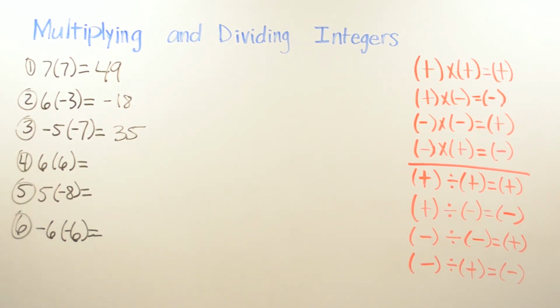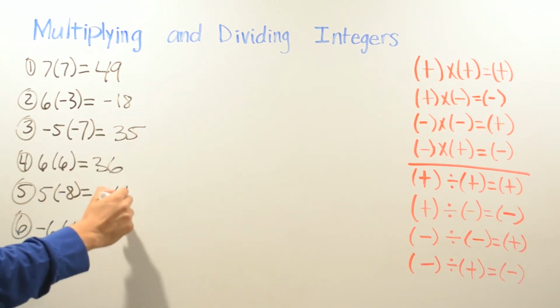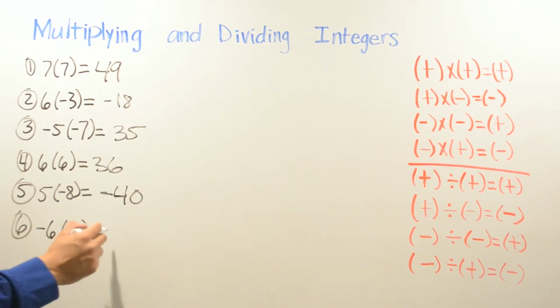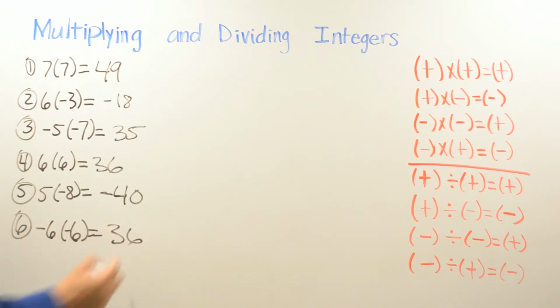6 times 6 is 36. Positive times a positive, it's going to be a positive. Positive times a negative is going to be a negative. 8 times 5 is 40. So we have negative 40 as our answer. And our last problem, negative 6 times negative 6 is positive 36.